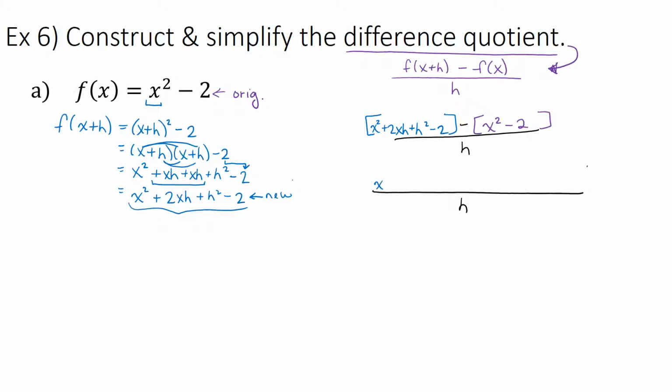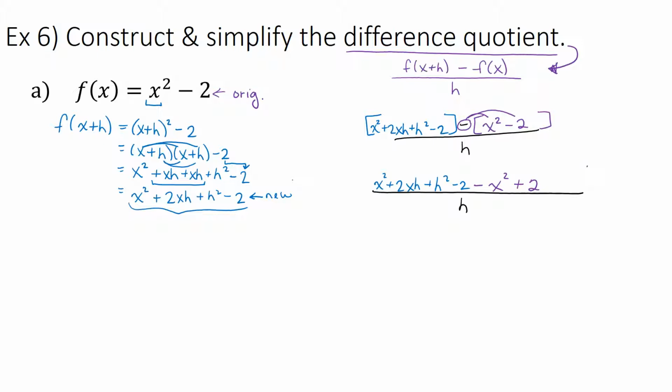So it will stay x squared plus 2xh plus h squared minus 2. Now we take a moment and look at the original function. There's nothing we can do inside that grouping symbol, but because we have a minus sign in front, that is going to distribute and do sign changes for everything afterwards, which means we now have a negative x squared and we now have a positive 2.